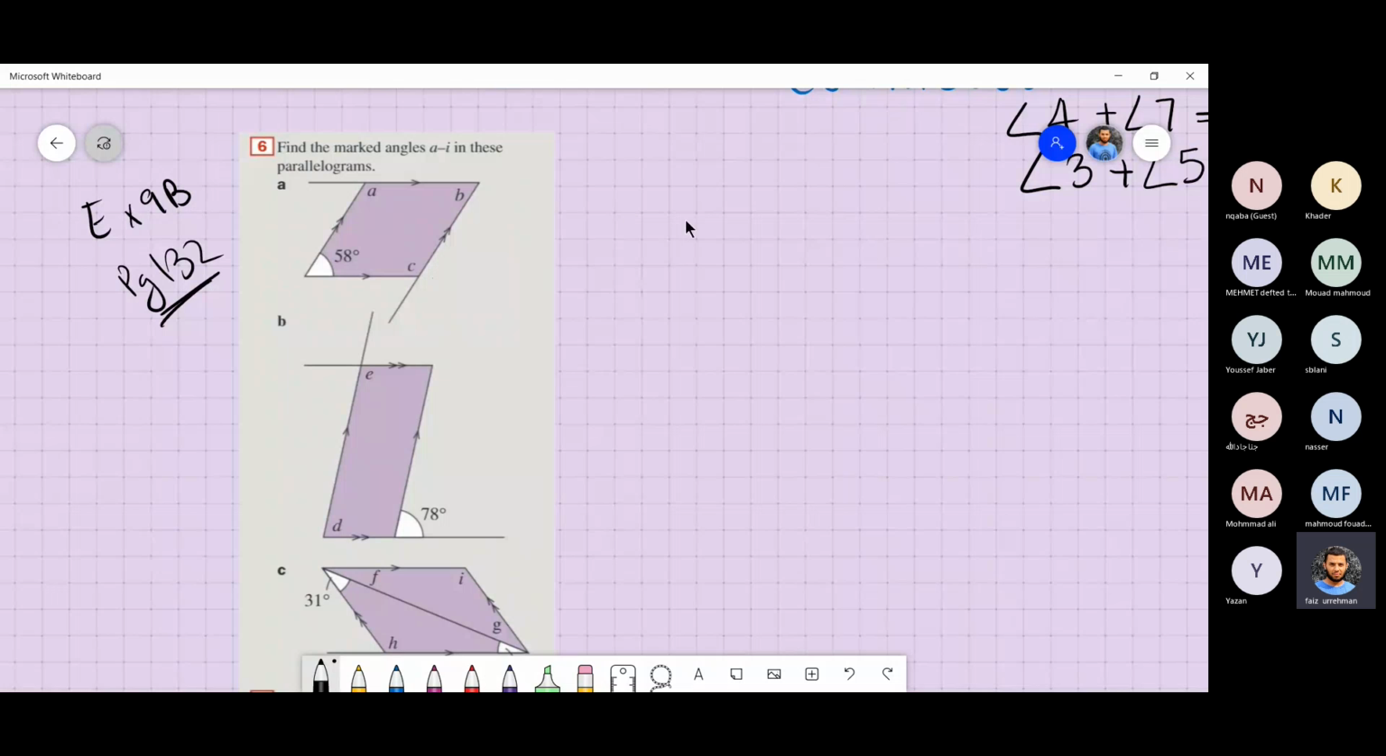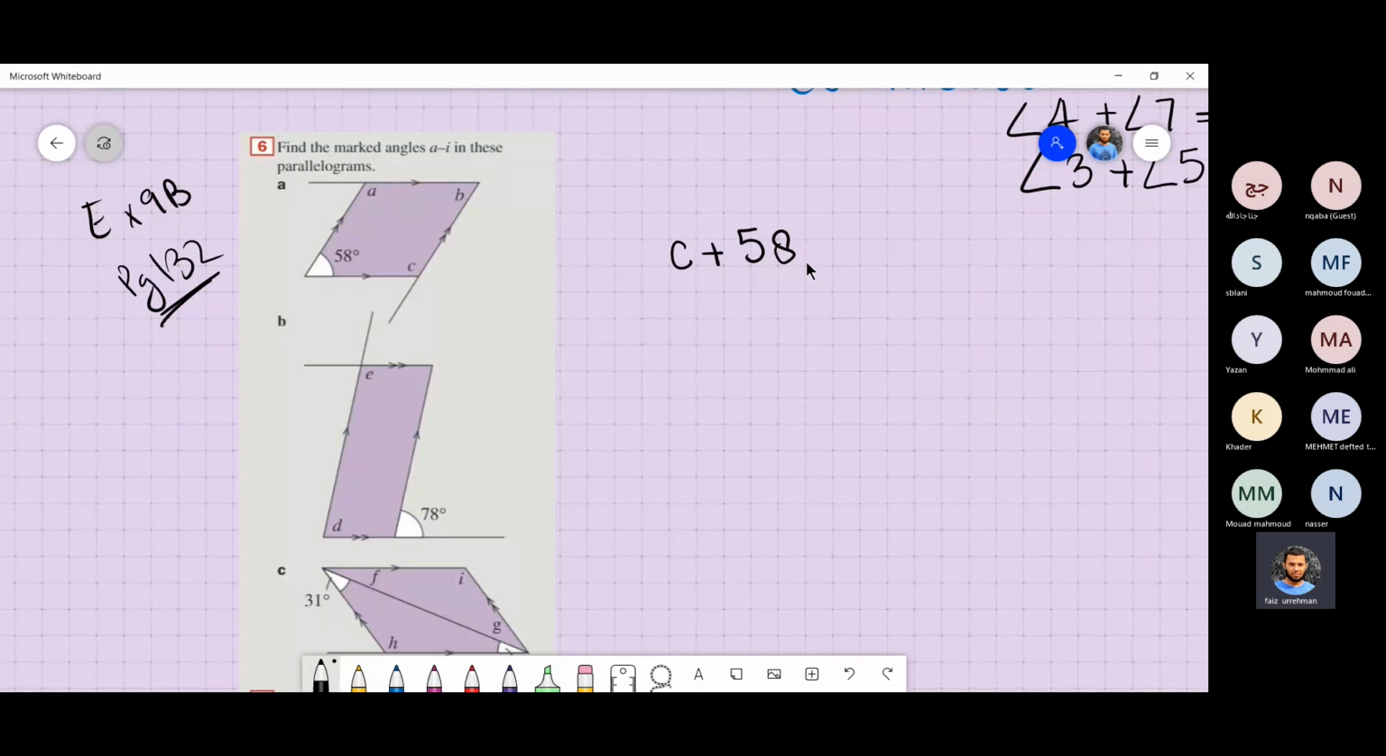So what will be the equation? 58. What will be the equation? B plus C plus 58. Only this much? No. This is not an equation. This is an expression. I'm asking you for the equation. When we are adding these two angles, what should we get? This is my target. 180. C plus 58 equal to 180.